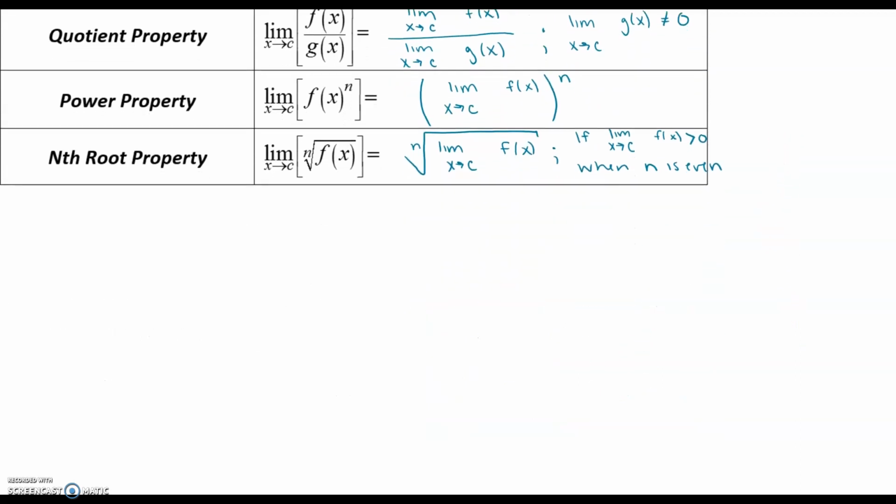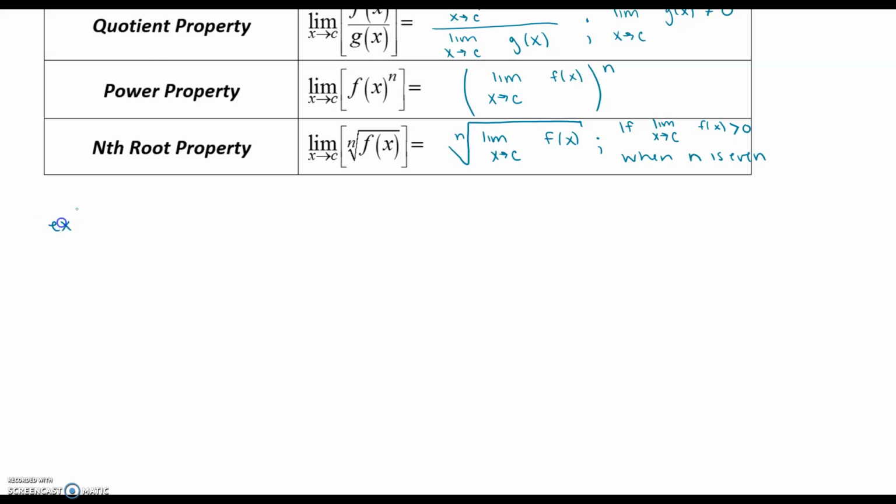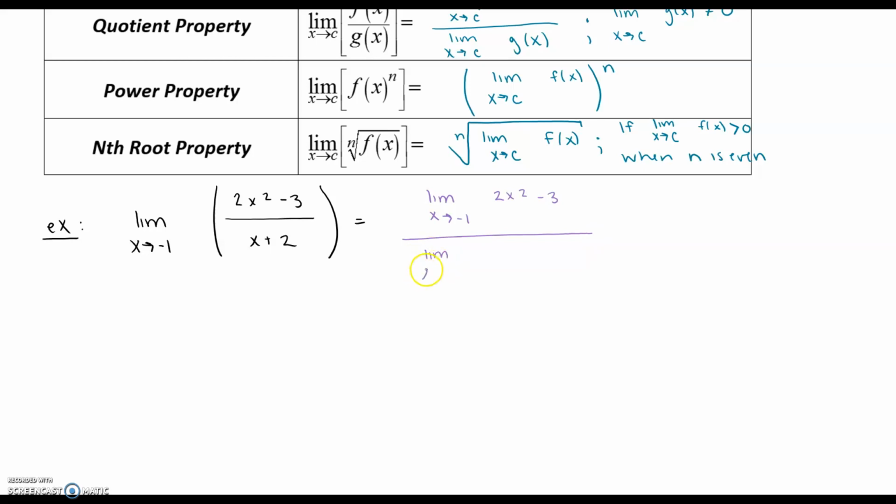So then we're going to use the properties of limits to evaluate each limit. I didn't copy this part down, so I'm going to write it out. Our first example is going to be the limit as x approaches -1 of 2x squared minus 3 over x plus 2. So we're using the properties. So here, because we're dividing, we can rewrite this using the division property as the limit as x approaches -1 of 2x squared minus 3 over the limit as x approaches -1 of x plus 2.